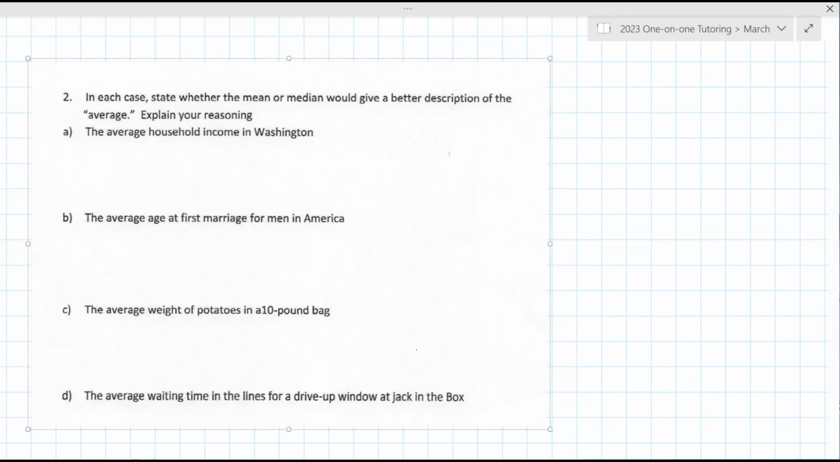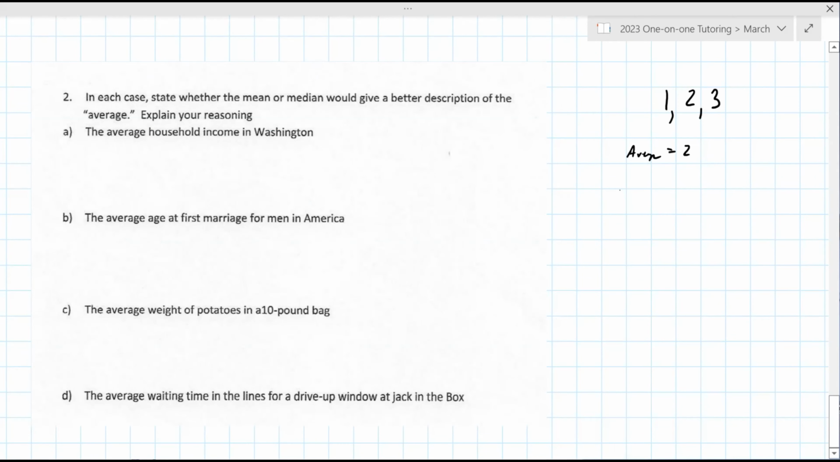Okay, so let me give you a really small example here. Let's say you had 3 numbers, 1, 2, and 3. What is the average of these 3 numbers? It's all of them added together and then divided by 3. Right, so 1 plus 2 plus 3, that's 6, divided by 3 is 2. So the average is 2.